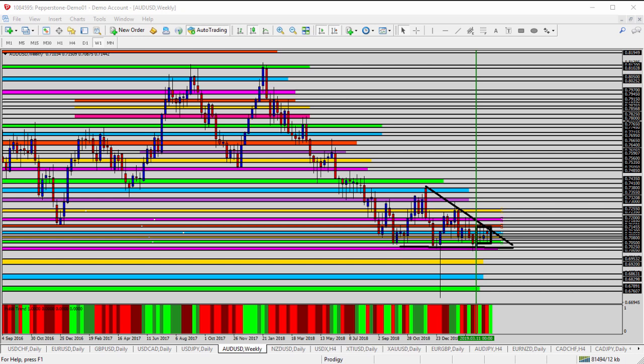Today we're looking at the AUDUSD, the Australian versus the US dollar for today's trade analysis. Today we're starting on the weekly time frame. I've started on the larger time frame to get a long-term perspective for this currency pair first.